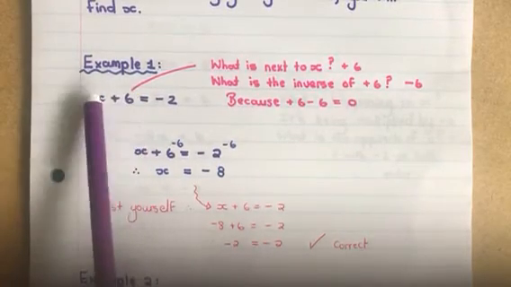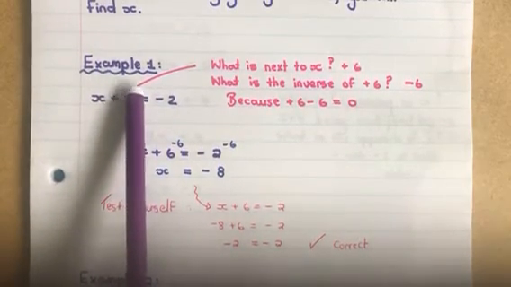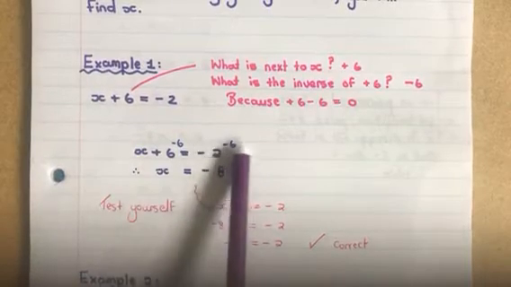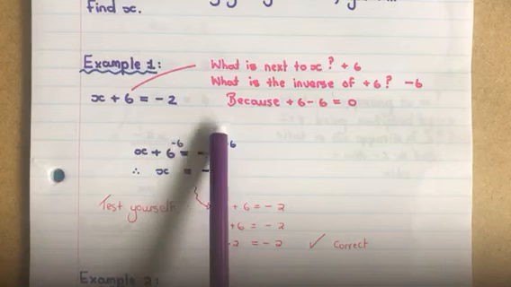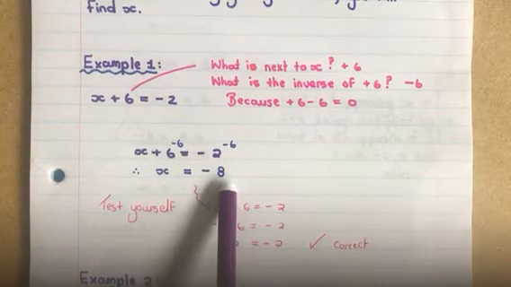So we're going to do x plus 6 minus 6, but what you do on the one side, you have to do on the other side. So x is equal to minus 2 minus another 6, which is minus 8.